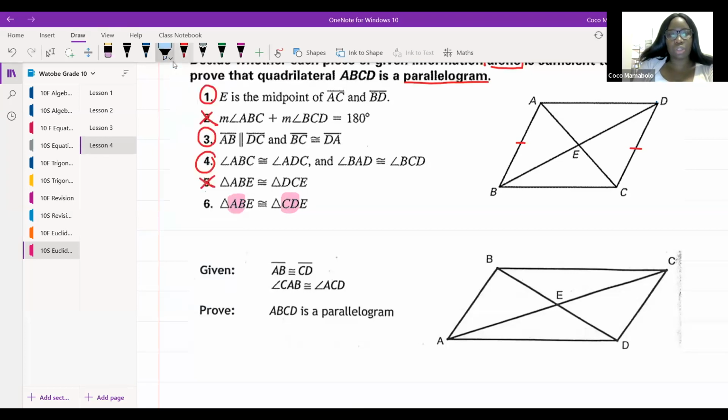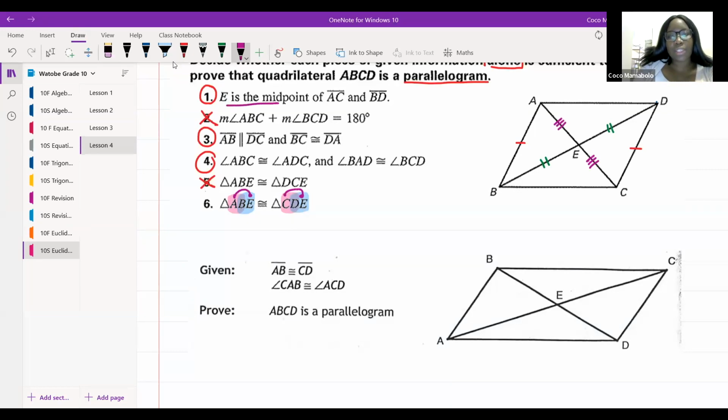Let's do the last two. BE must be equal to DE. Good. So this side, BE, must be equal to DE. And the last one, AE, must be equal to CE, 100% CE. So AE, 1, 2, 3, must be equal to CE, 1, 2, 3.